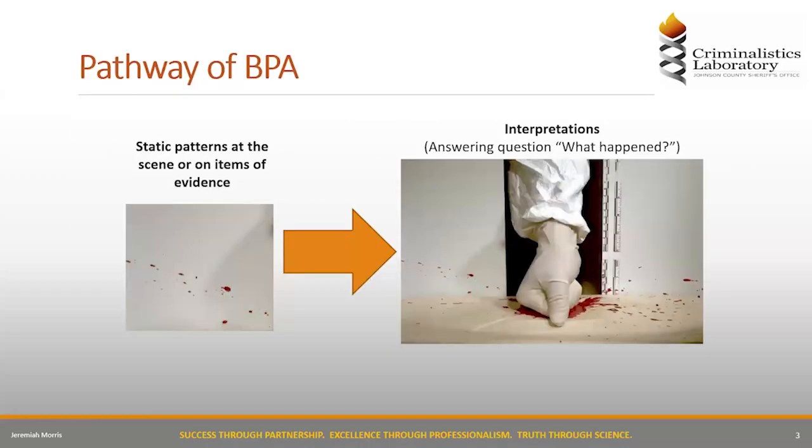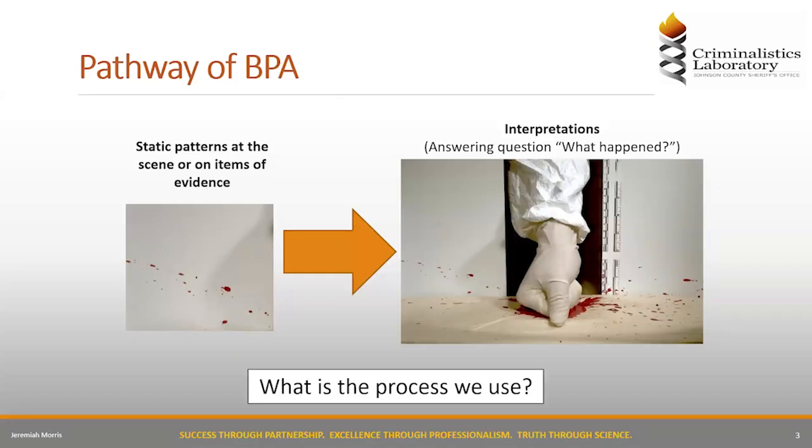So just a brief little intro to BPA. Really what we're trying to do is figure out what story the bloodstains tell. We look at the static patterns, generally patterns that are left at a scene, but these patterns can also be left on items that are recovered from a scene, such as weapons or clothing or other articles. We look at the features of those patterns, and then we come up with an interpretation, really answering the question of what happened here, what created this pattern, and in the case conclusion concept, what does this pattern mean in the overall concept of the case?